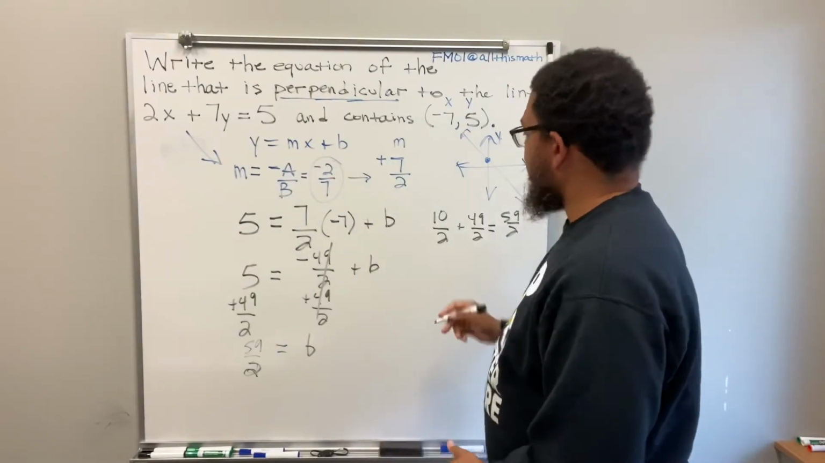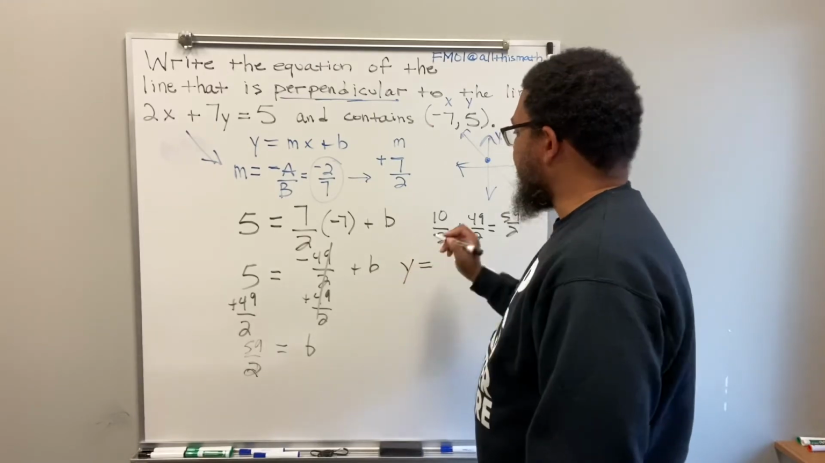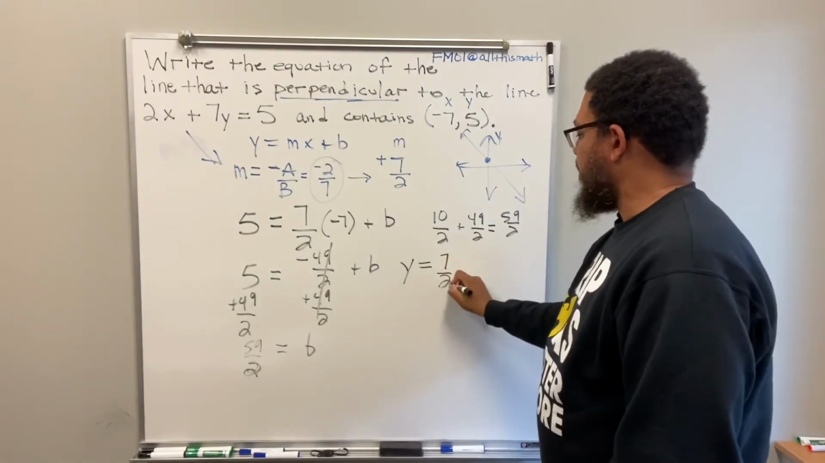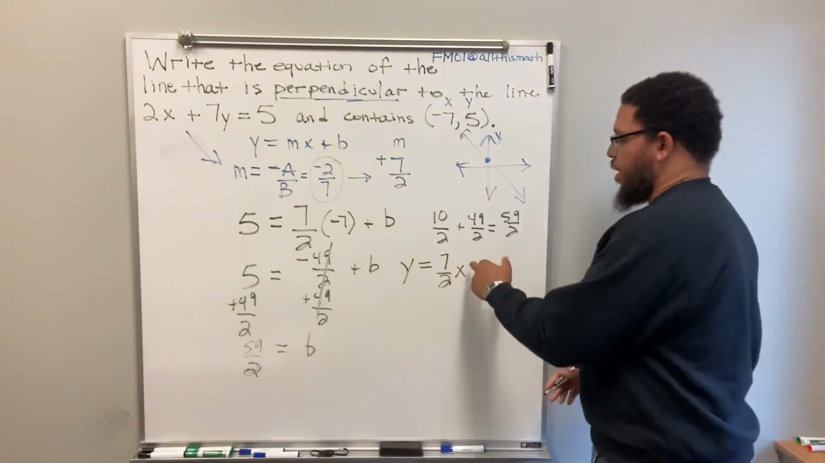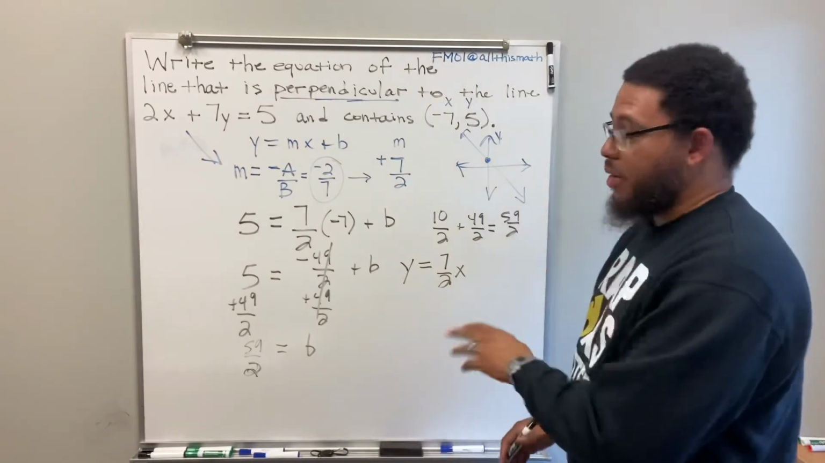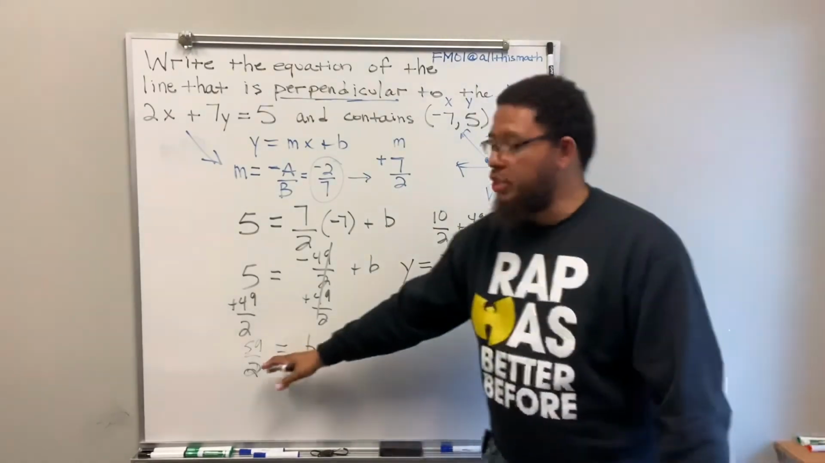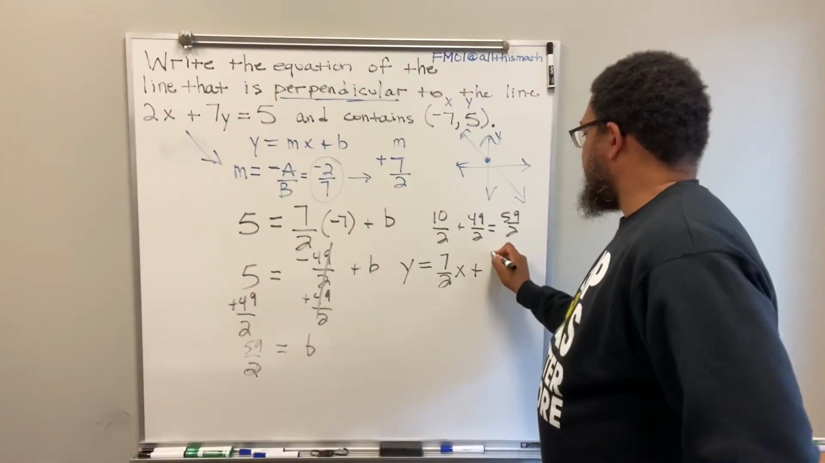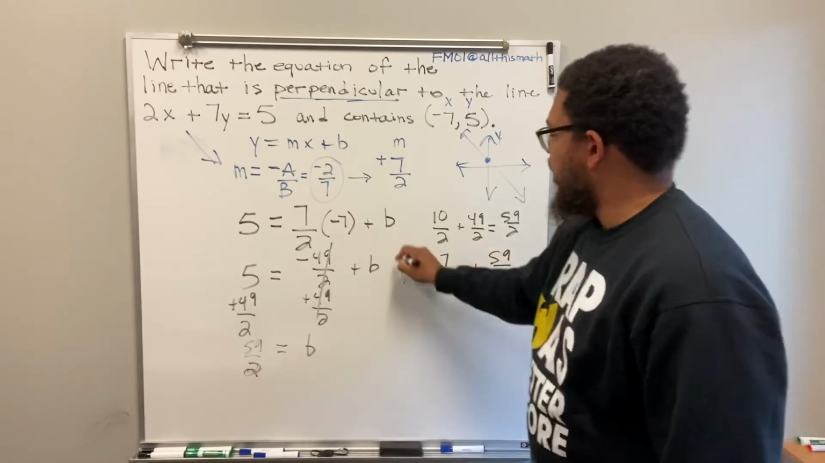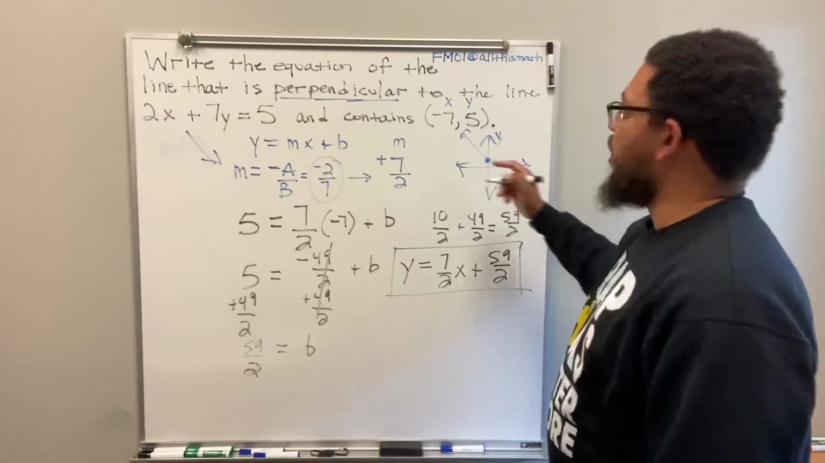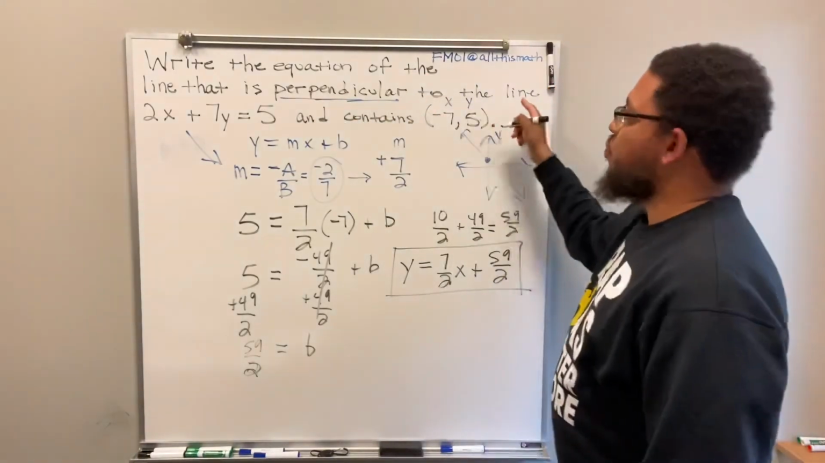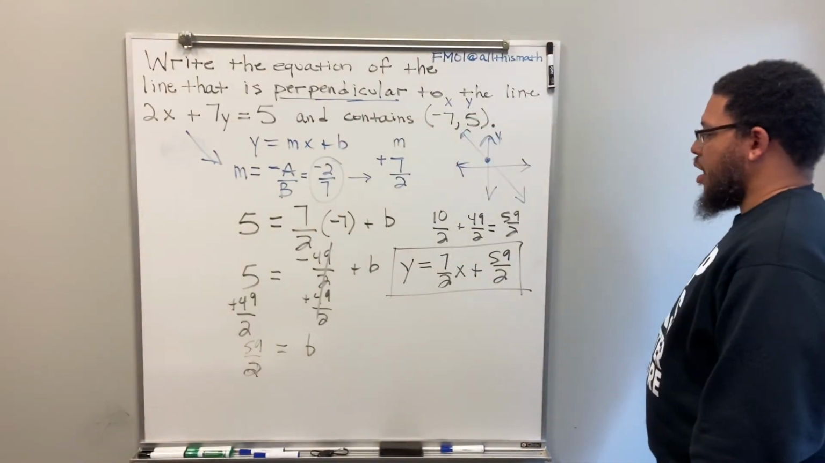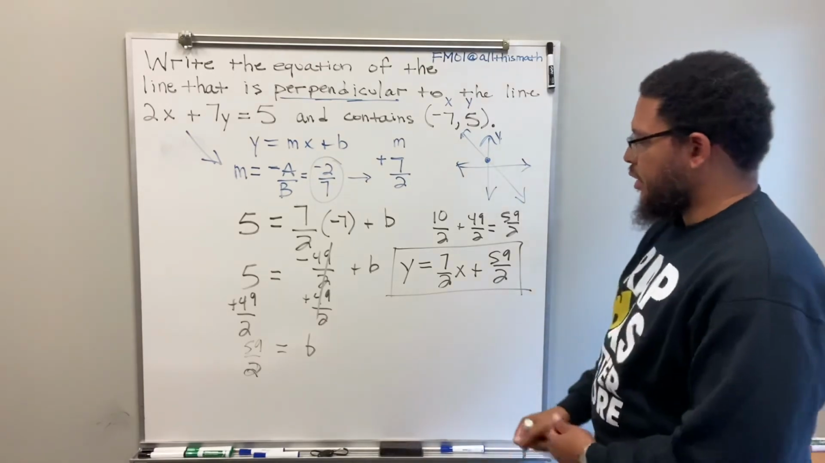Now, let's write the answer. I don't write a value for y. I keep the letter y or the variable y. I replace M with 7 halves. I write an x. I keep the variable x. I do not replace x with a numerical value. And my b, we just solved for that, 59 halves, right? So it's plus 59 halves. And that is the equation of the line that is perpendicular to this line and contains -7 and 5. All right? And that's it. That's how you do that.